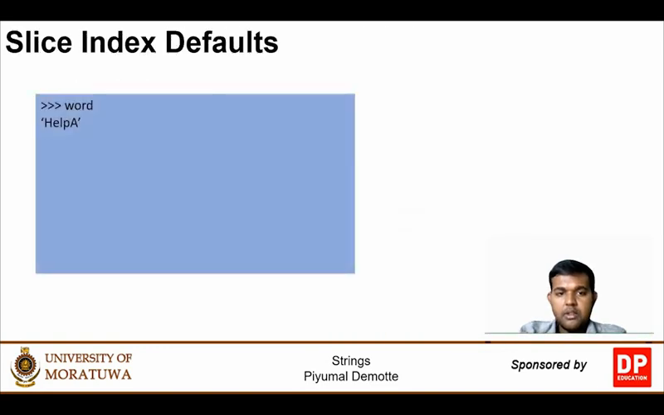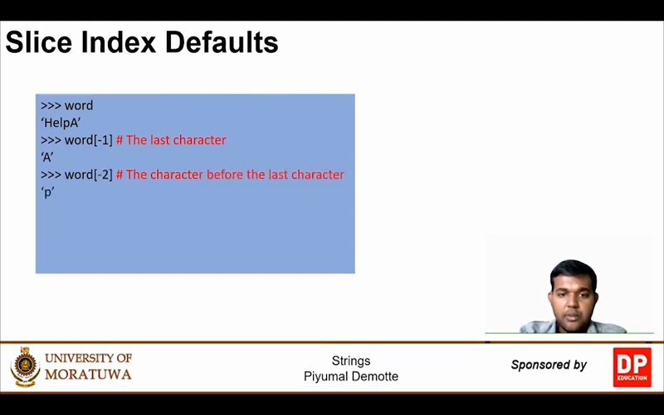Let's talk about defaults in slice notation and consider the same string created in the previous case. If we try to use the square bracket operation with index -1, it will return the last character of the string. With the index -2, the square bracket operation will return the character before the last character. If we use slice notation with -2 as the first index without specifying the second index, this will return the last two characters of the string as a substring.